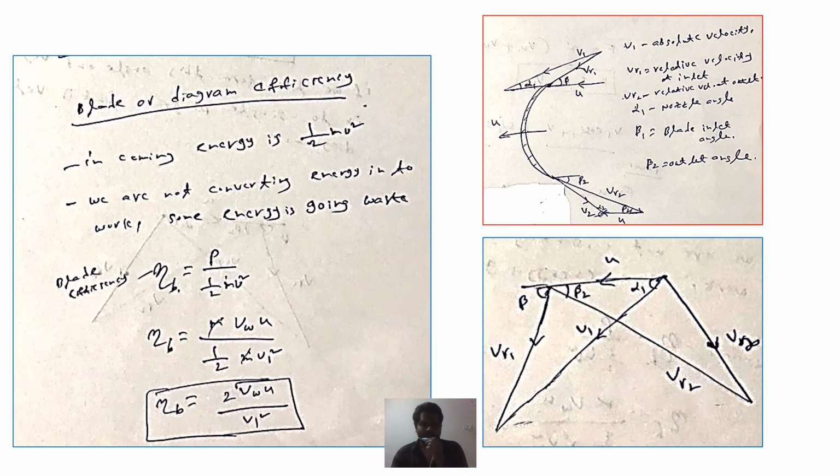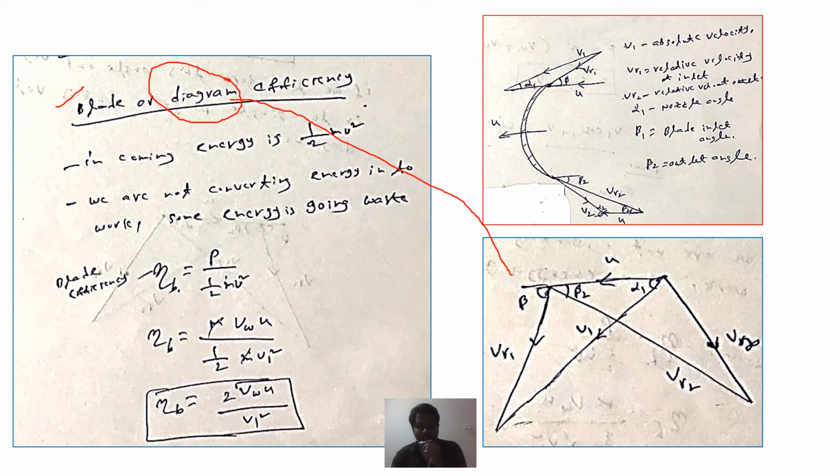Now let us find blade or diagram efficiency. Since it is a velocity diagram, it is also known as diagram efficiency or blade efficiency. Okay. Now efficiency. What is efficiency? Efficiency is output by input.